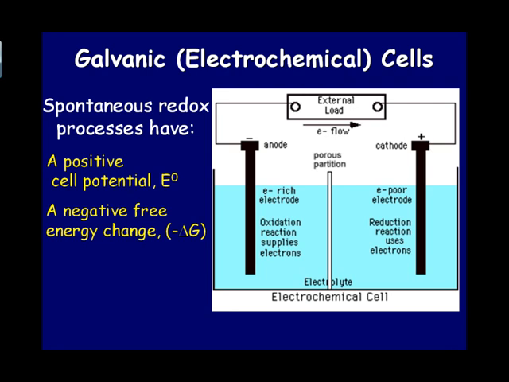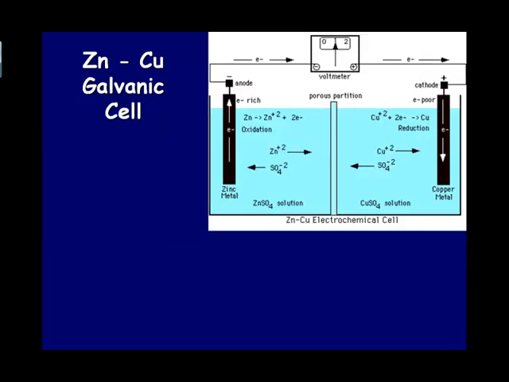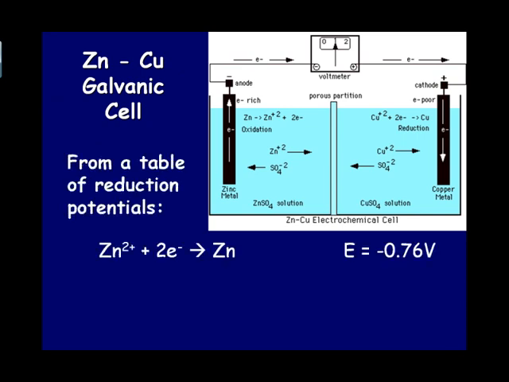Now, we're going to discuss how to calculate the cell potential of a specific electrochemical cell, and we're also going to talk about how to determine the delta G of a specific electrochemical cell. So let's take a look at the most common galvanic cell, the zinc-copper cell. From a table of reduction potentials, we can look up the voltage, and remember this is a voltage relative to hydrogen being 0.